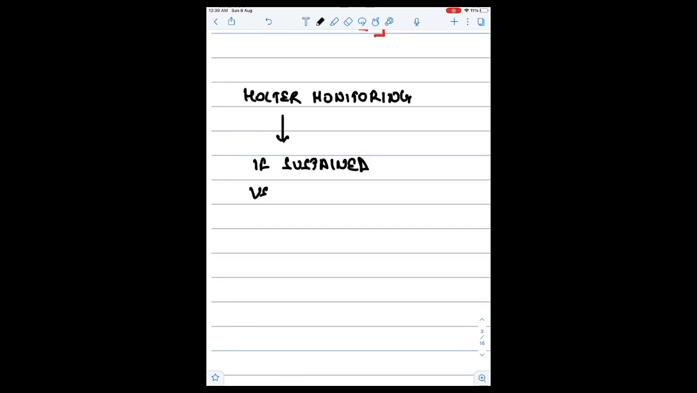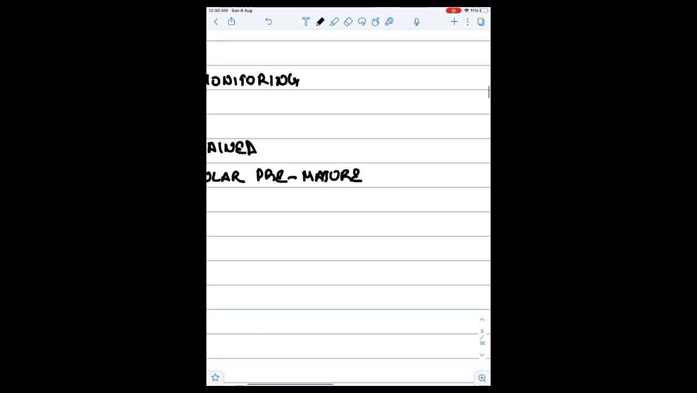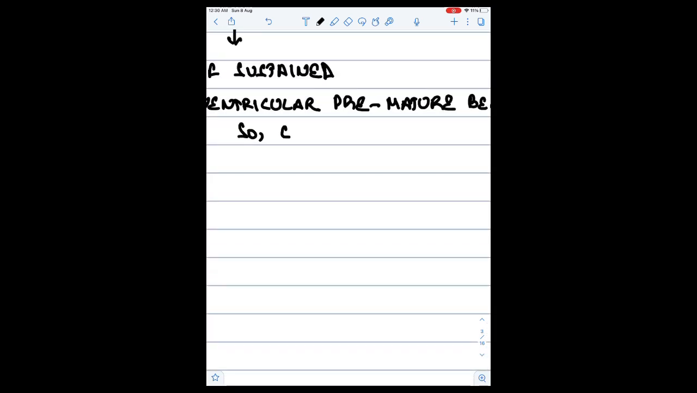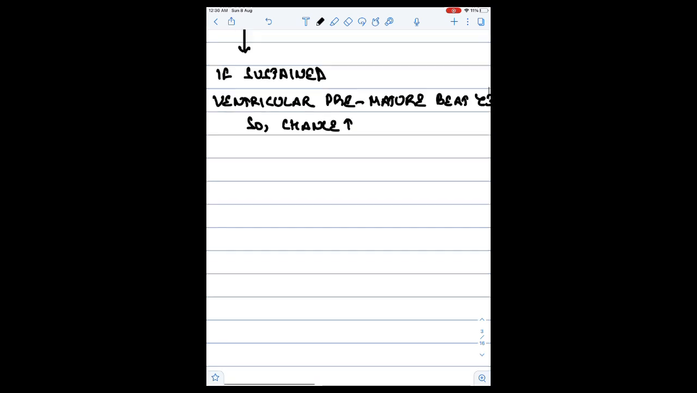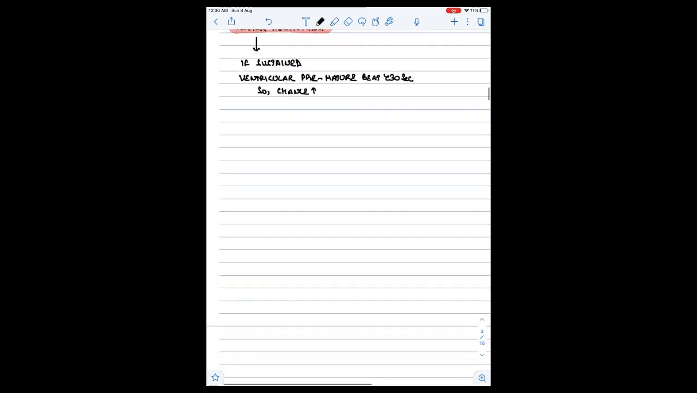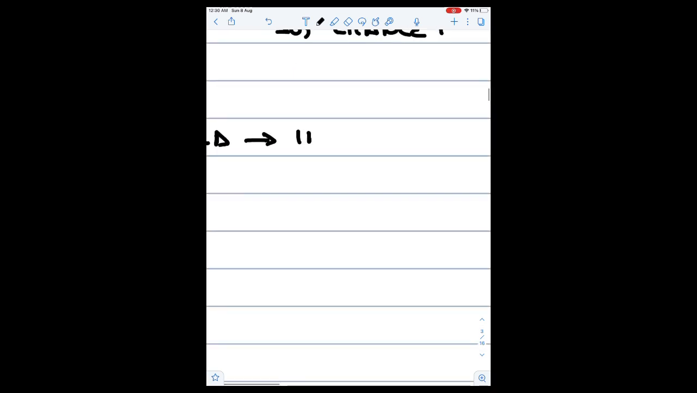In Holter monitoring, if there is a sustained ventricular premature beat lasting more than 30 seconds, there is an increase in the risk of sudden death. So I will get him a Holter monitoring done. After this, the treatment part consists of ICD.